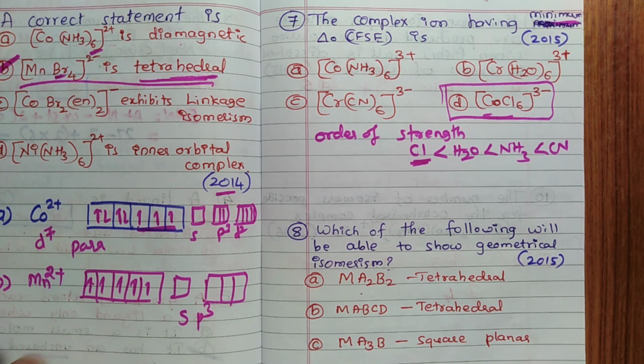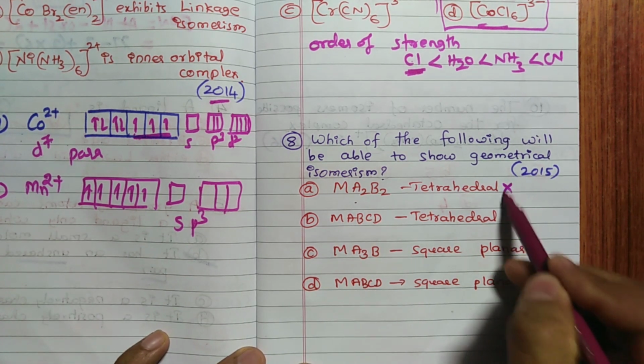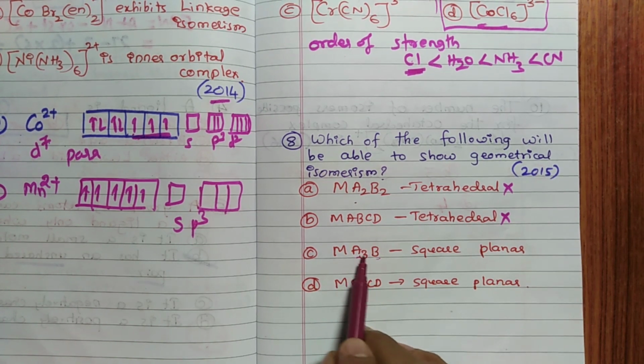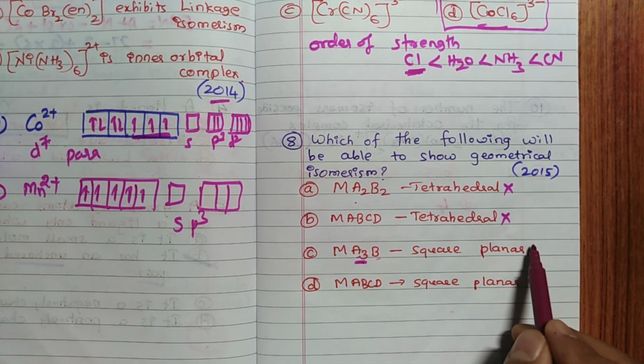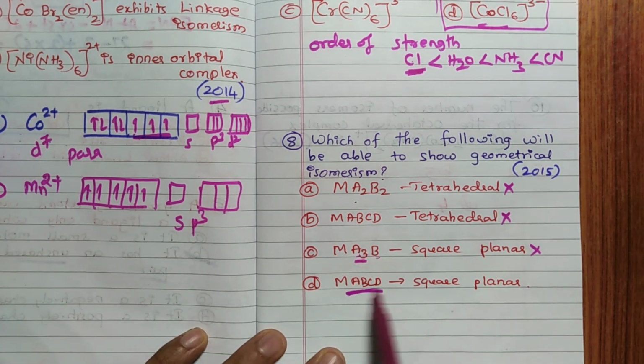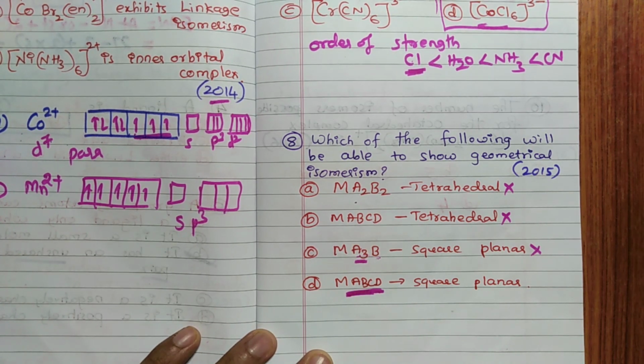Then the 8th one: which of the following will be able to show geometrical isomerism? See, geometrical isomerism means, first of all, I told you tetrahedral never exhibits it. Hence, this is not the answer. Square planar can exhibit it, octahedral can exhibit it. Another thing is A3B: when 3 ligands are of the same type, remember, it will not exhibit geometrical isomerism because here we cannot say which is the similar side, the opposite side, trans. Remember, this is not possible, but this is possible. On this, I will show you 2 questions.